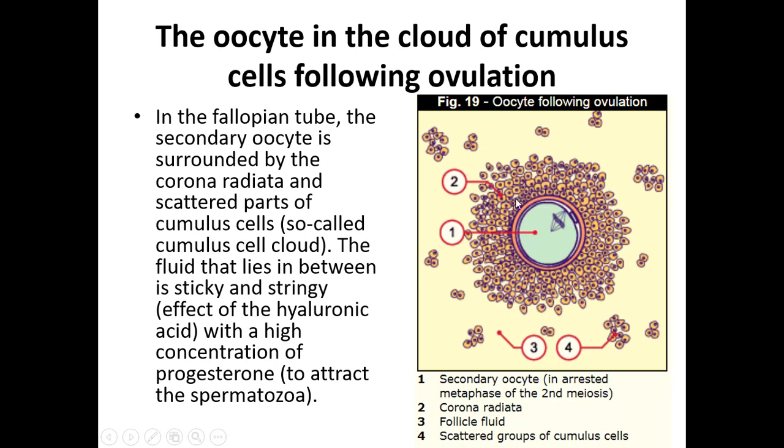It's cumulus cells, and that's why this corona radiata plays a role as an attractor for the sperm cells. So not a barrier, but an attractor. But gradually the cells are shedding out. They form scattered groups of cumulus cells, and of course they inevitably die.